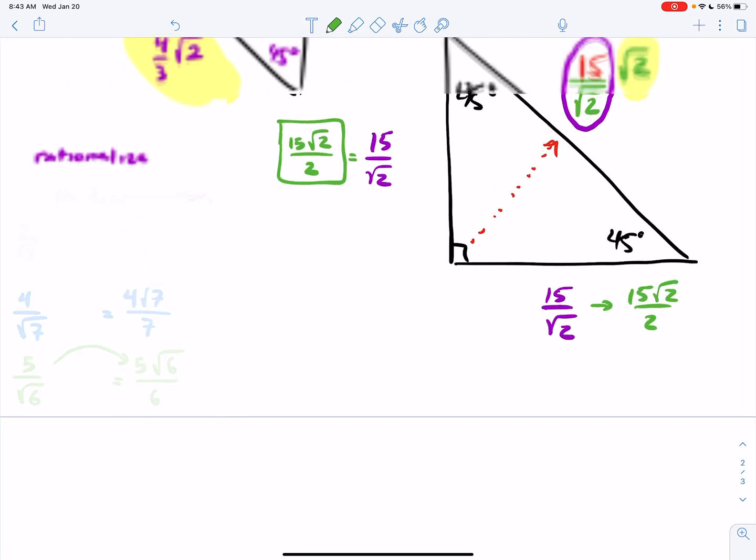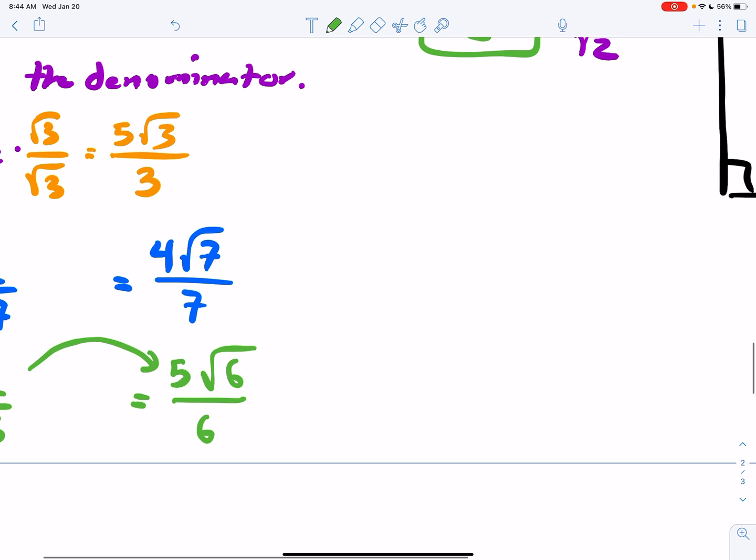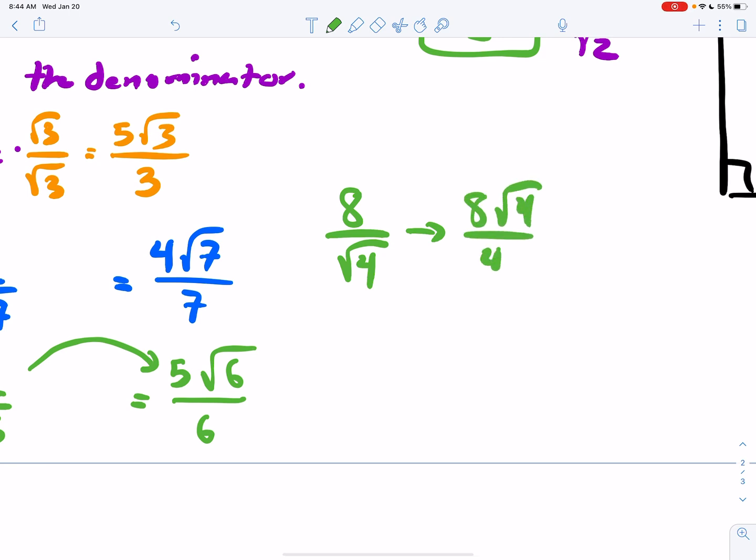Okay, just one more to make sure. 8 over the square root of 4. 8 over radical 4. Go ahead and rationalize that and then press play. That's just going to be 8 radical 4 over 4. Good. Now notice the 8 and the 4 on the outside here could actually divide, so that ends up being 2 radical 4. Sometimes you can reduce it, sometimes you can't. No big deal.